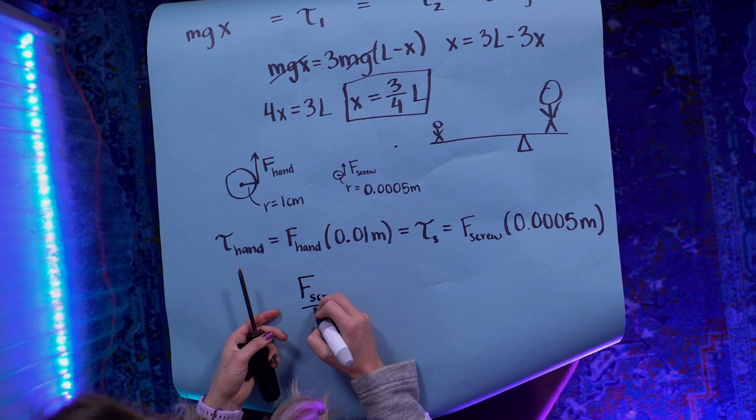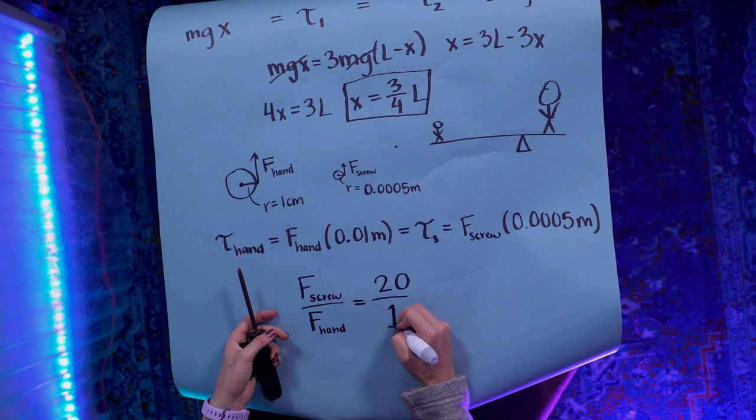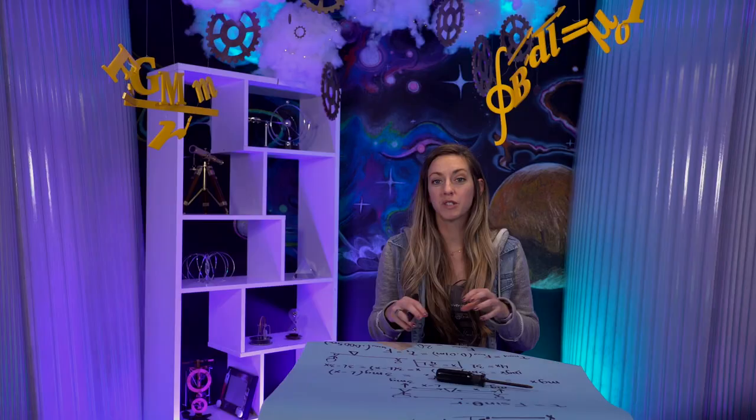So work out the math and you get that force of the screw over force of my hand equals 20 to 1. So the force the screw feels is 20 times the force from my hand. That's as if I had a hand that's 20 times stronger than it is. I wonder if there's a human that could apply 20 times, probably.